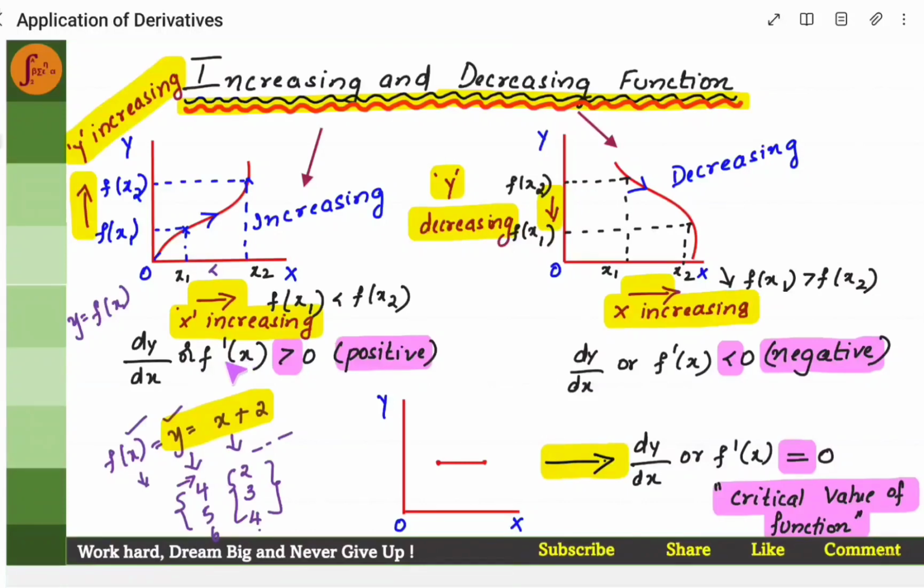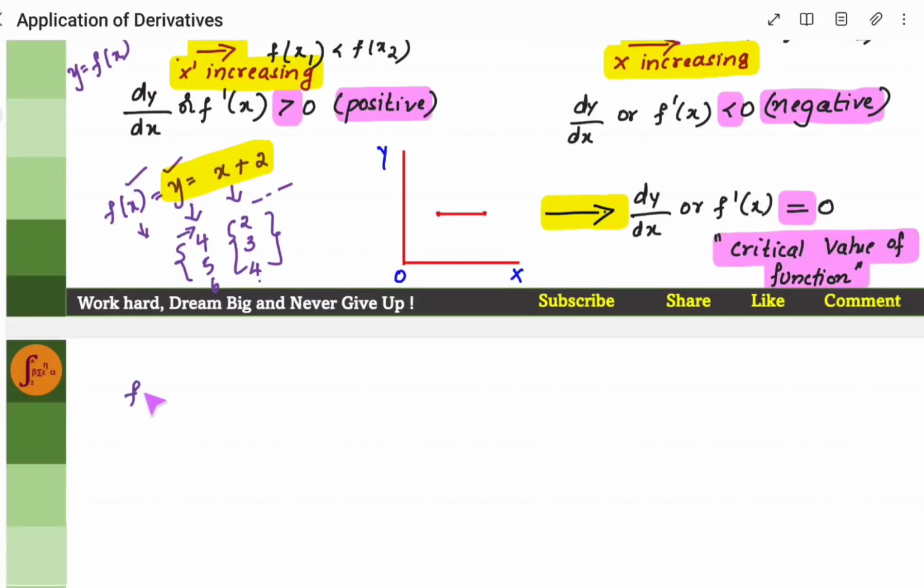Just to give an example. Alternatively, we can also say dy by dx, that is the derivative of this function, if it is greater than 0, that is it is positive, then we call it increasing. How do you find the derivative? You have f of x is equal to x plus 2. Now I'll find the derivative. We denote f dash of x as the derivative. What is the derivative of x? 1. What is the derivative of 2? 0. So the derivative of this function is 1. 1 is greater than 0. So you call this an increasing function.